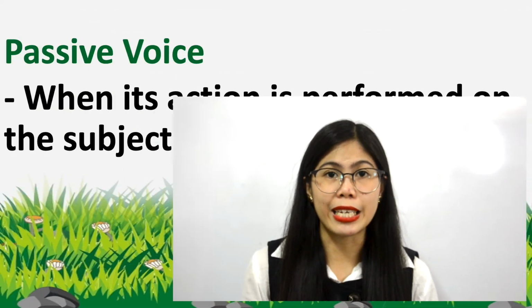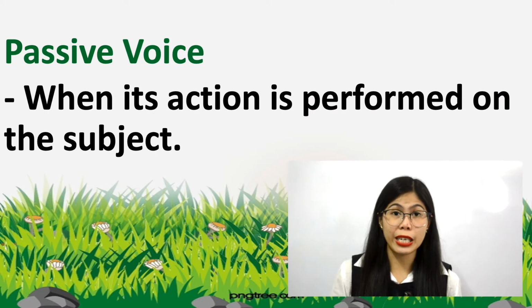On the other hand, passive voice is when its action is performed on the subject. It tells us what is done to someone or something. The subject is being acted upon. And it also follows the pattern object plus verb plus subject.